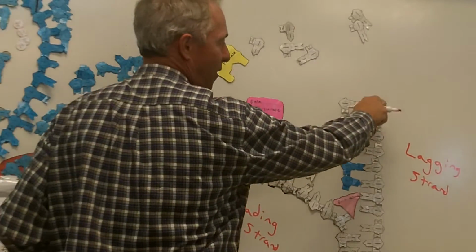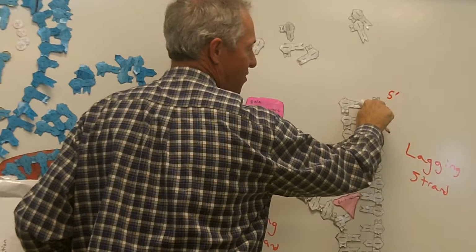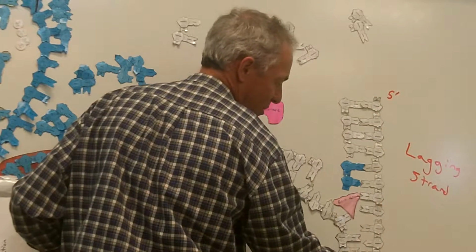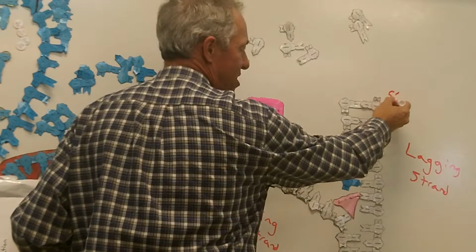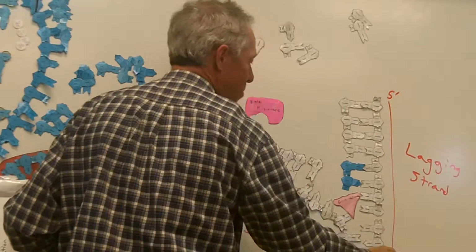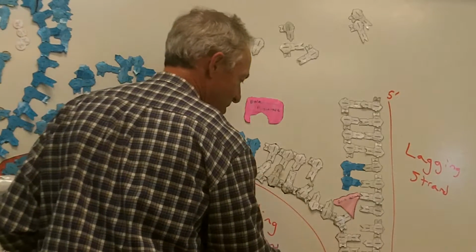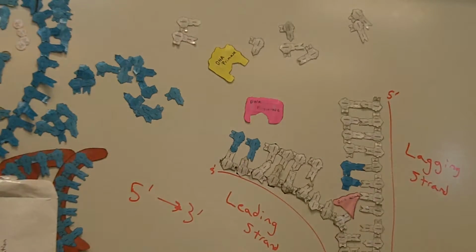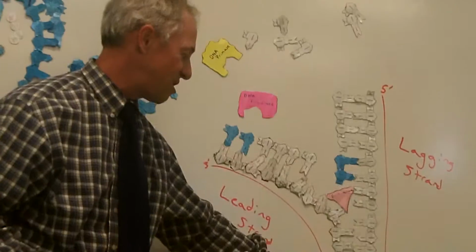The end with the phosphate is called the 5' end. See how that phosphate sticks up in the air? That's the 5' end. The end without the phosphate is the 3' end. So this side runs from 5' to 3'. This side runs from 3' to 5'. So for your honors guys, if it's sticking up, it's 5. The phosphate group is the 5' end.